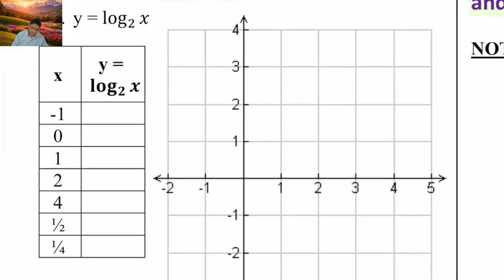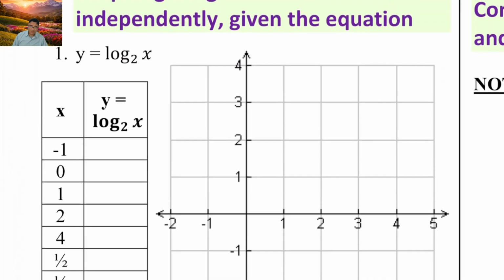Okay, so let's say you want to graph y equals log of x with base 2. First we will compute a table of values on the left and then plot them in the graph. In order to do that, we will remember that log is defined only for positive values. So this does not exist. That does not exist. You cannot define log x for -1 and 0.